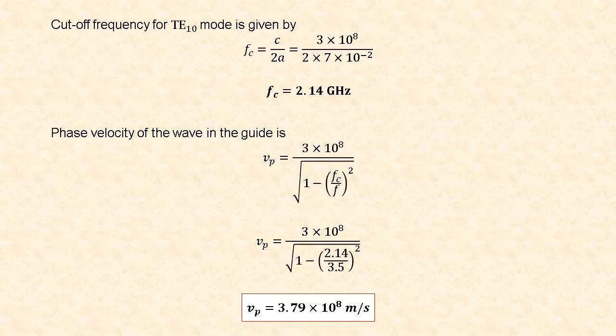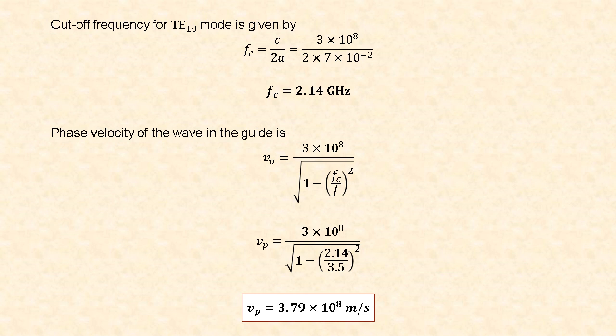For TE10 mode, that is transverse electric mode, the cutoff frequency is given by Fc is equal to C by 2A. C is nothing but the velocity of the wave, which is equal to the velocity of light. So C is equal to 3 into 10 to the power 8 meter per second, and A is the dimension of the rectangular waveguide, that is the length of the rectangular waveguide. So substituting for A as 7 centimeter, we have the cutoff frequency Fc is equal to 2.14 GHz.